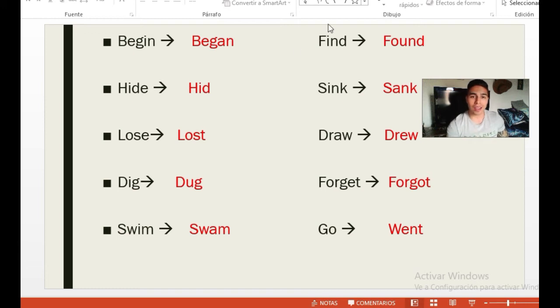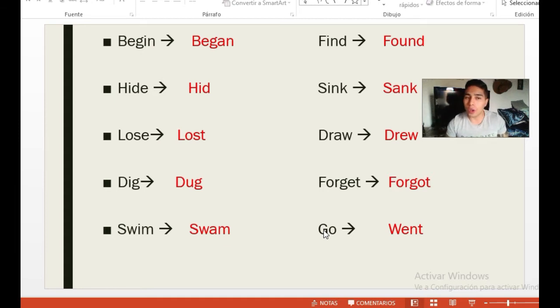They are not difficult, they are easy, and they have their difference. In black, as you can see, we have the verbs in the present form, in the normal form. For example, begin, hide, lose, dig, swim, find, sing, draw, forget, and go. Okay. And in red is the irregular form when they are used in the past.